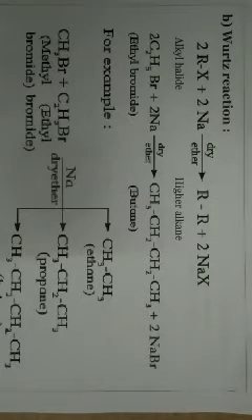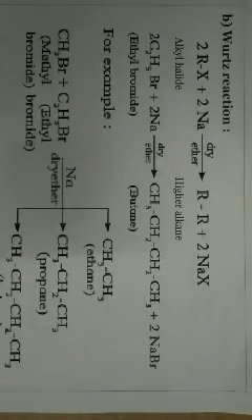Higher alkanes are obtained in the Wurtz reaction because two molecules of the alkyl halide react in this reaction, and the alkane that is formed has twice the number of carbon atoms of the starting alkyl halide. So we are getting the higher alkane.